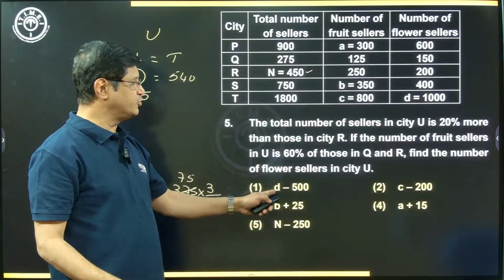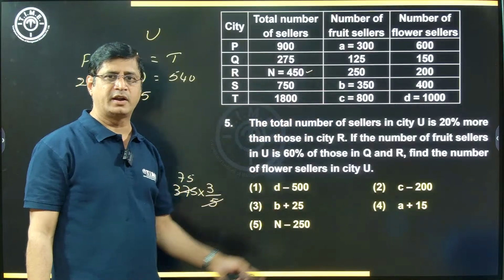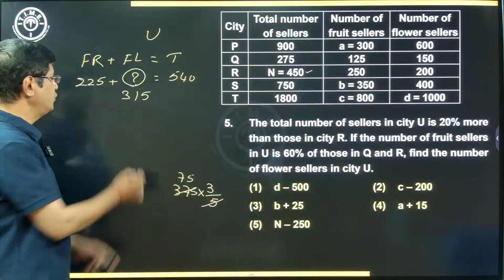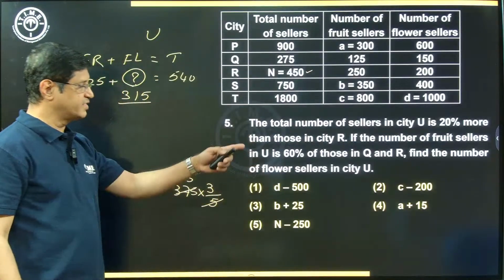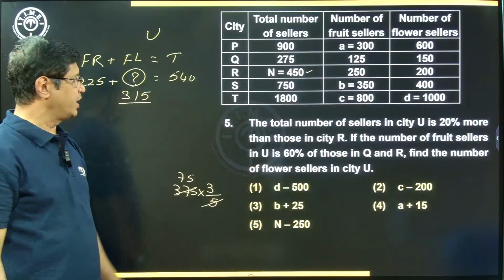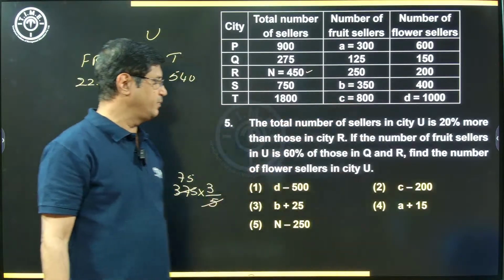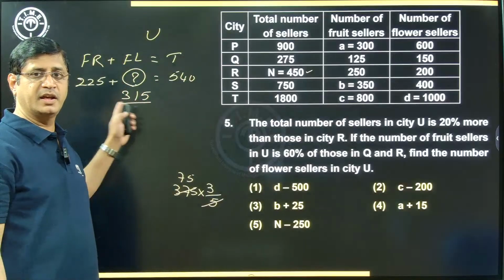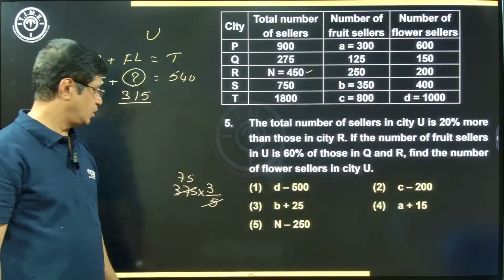Just look at D is equal to 1000. When D is equal to 1000, 1000 minus 500, that is 500. But the value is 315. Incorrect. Look at the second one. C minus 200. The value of C is equal to 800. 800 minus 200, that is 600. But here the answer is 315. So the second is also out.